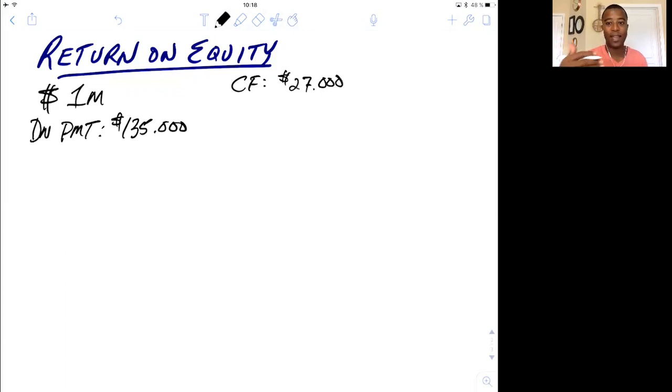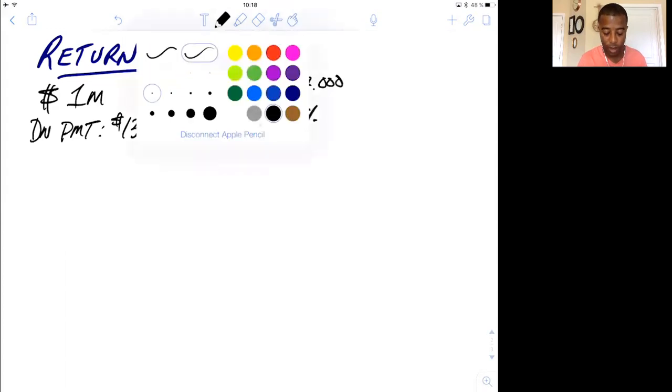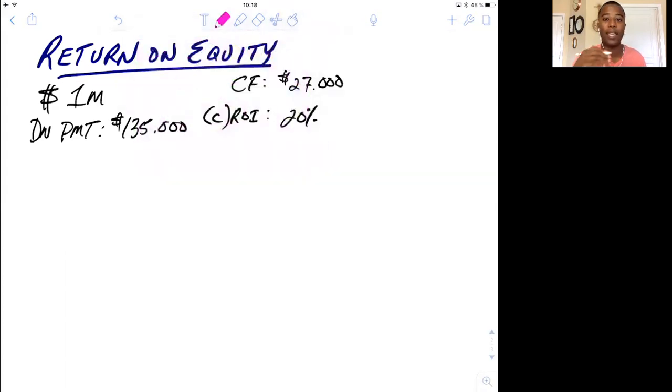which would make $27,000 divided by the initial down payment. That would give you an initial return on investment, or as I mentioned in one of my other videos, a cash return on investment of 20% during the first 12 months. As we look at this example, as we talk about return on equity, what I want you to think about is a couple of things.